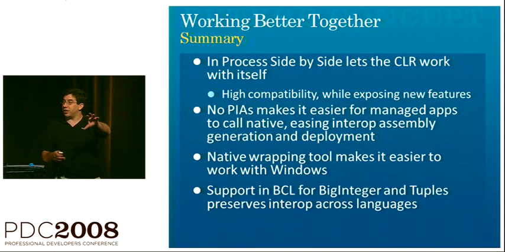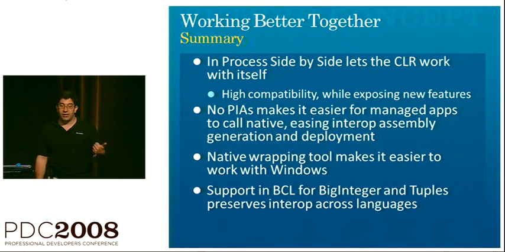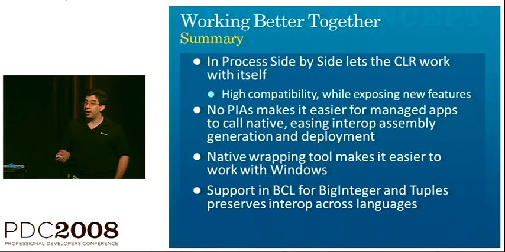So that's it for the section on working better together. I showed you in-process side-by-side, letting the CLR work with itself. I showed you that's letting us get that high compatibility that you all want. No PIAs is going to make it easier for managed apps to call native. The native wrapping tool is going to make it easier to work with Windows. And support in the BCL for big integer and tuples is going to preserve interop across languages and give you new features that you like in C#.